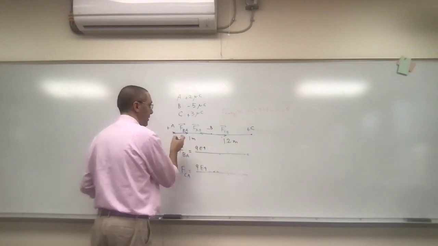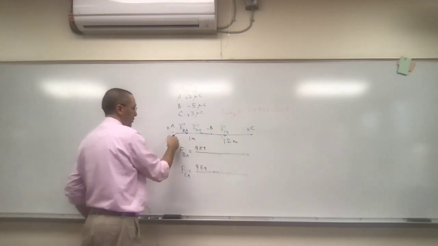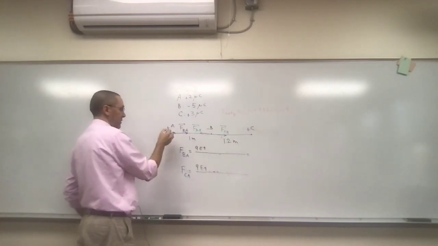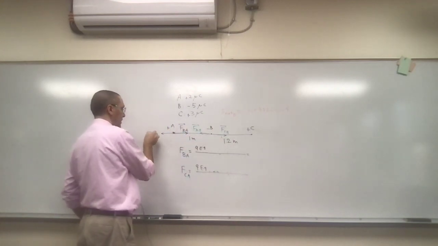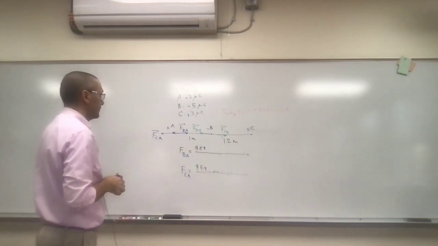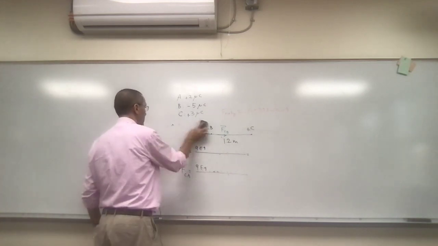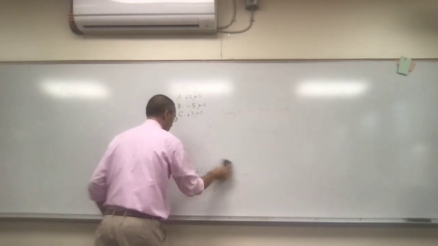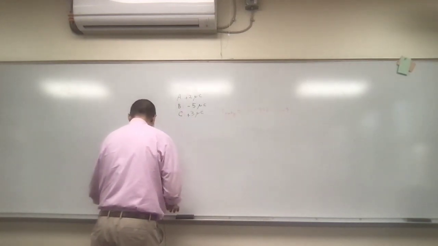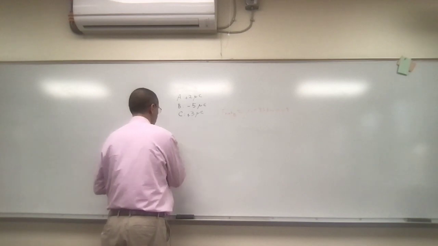Okay, this one I didn't have. So C looks like it's going to repel A because they are the same sign. So this is F_C on A. Again, we're going to subtract. Okay? I was hoping we can add. Let's do one with the addition, actually. Let's change things a little bit. Okay, let's do that.